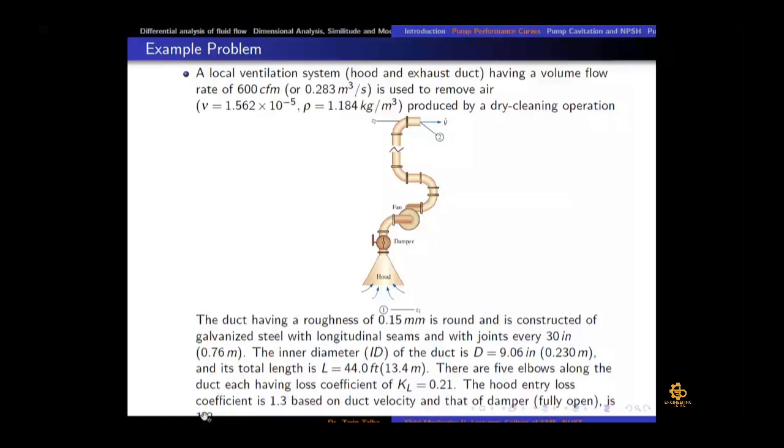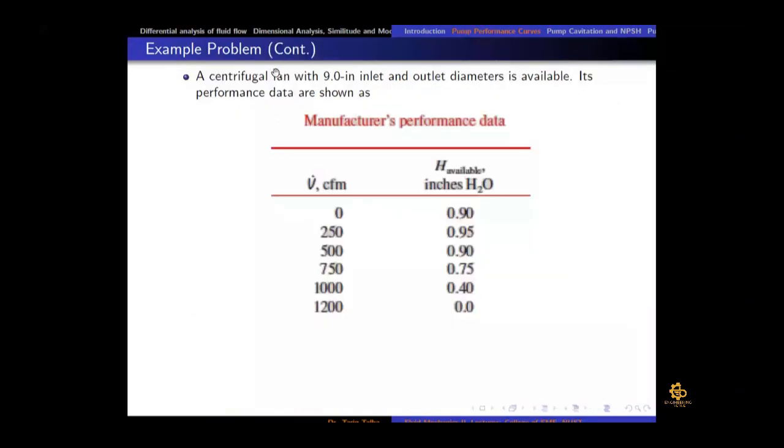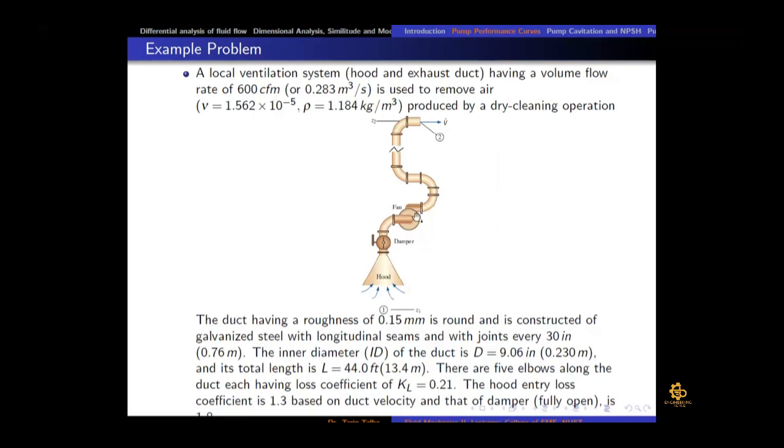Now this is the data which is given for this ventilation system. This is a kind of exhaust system which we usually also install in our kitchen. There is a hood, and the humid air and steam are taken out of the kitchen. But here we are talking about a ventilation system. Because we are talking about air, that is why we are talking about a fan. Otherwise, we usually use a pump for liquids, right?